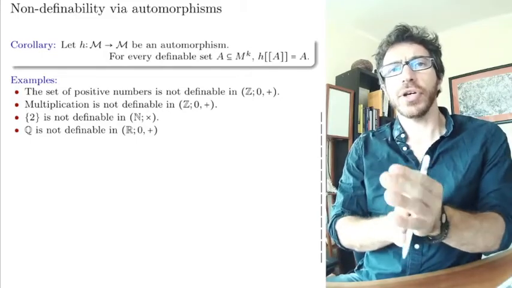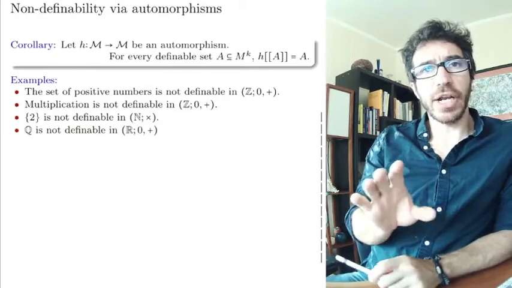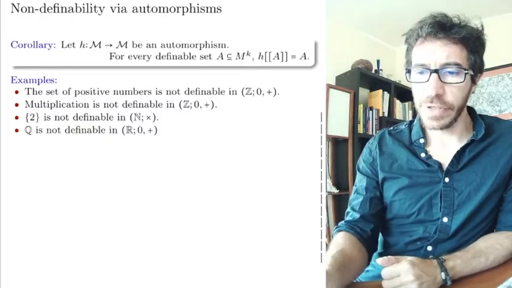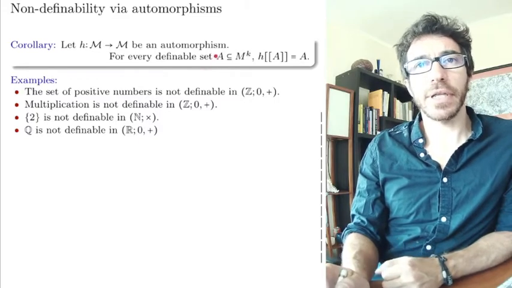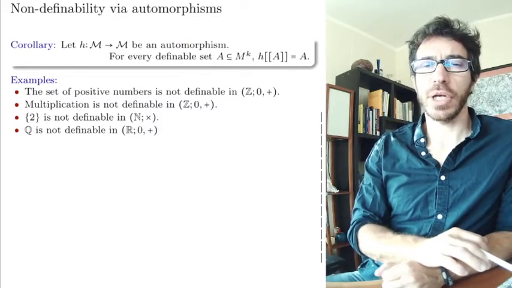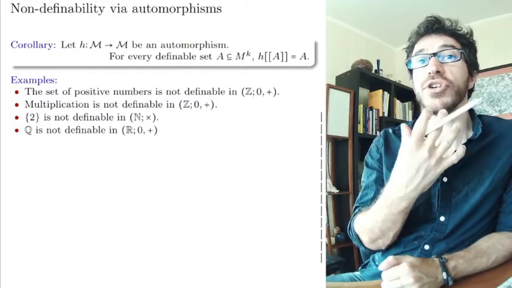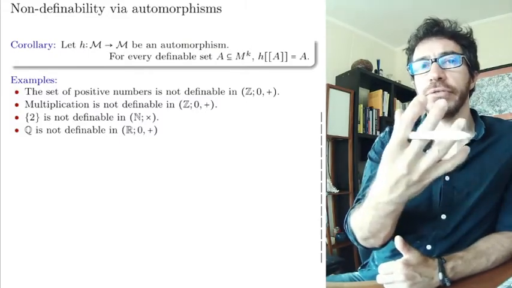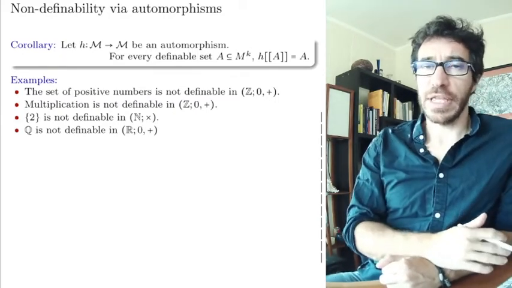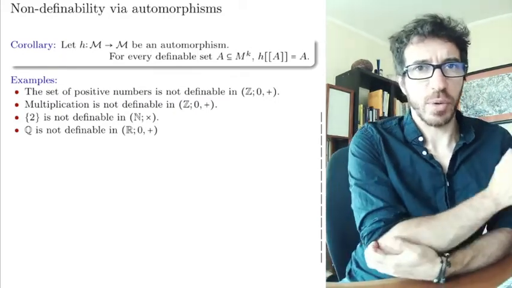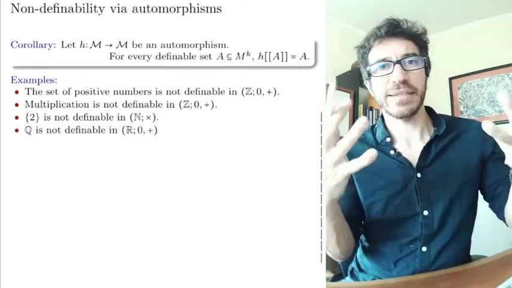Welcome back, everybody. Okay, so now we want to look at some applications of the corollary that we mentioned in the last video, that definable sets are preserved under automorphisms. That's going to be a way for us to show that some things are not definable. If something is not preserved by automorphisms, then it cannot be definable. So to show that something is not definable, one way to do it is to find an automorphism of a structure that doesn't preserve the set.